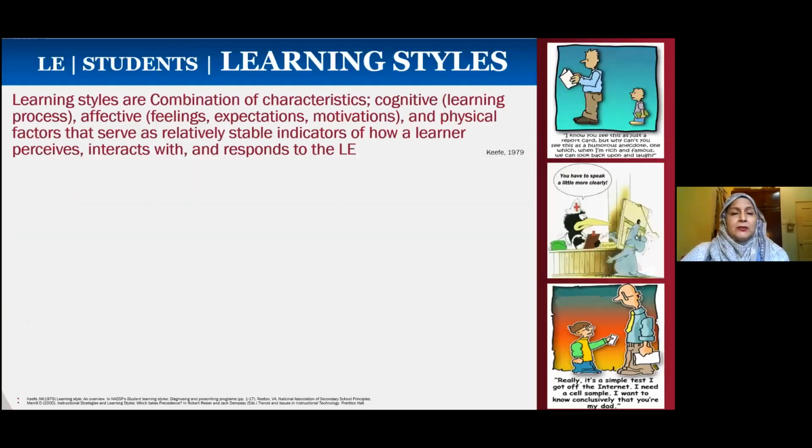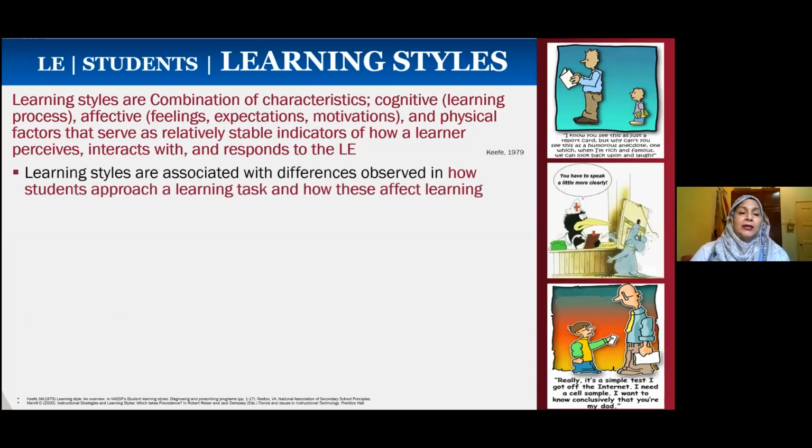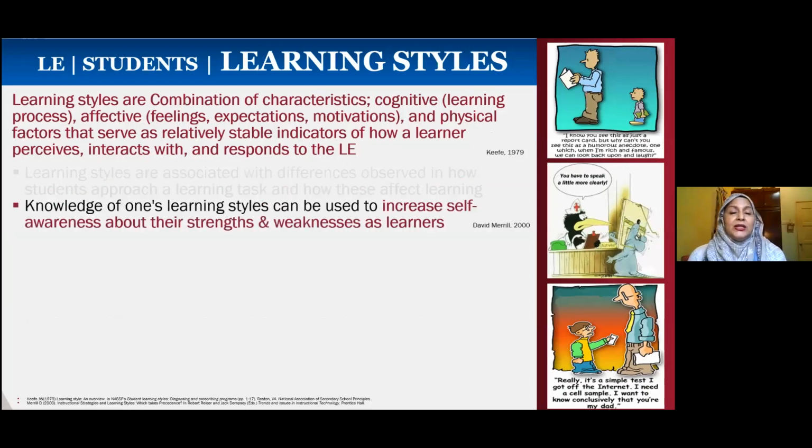The learning style of the students is very important. Learning styles are a combination of characteristics, cognitive, affective, and physical factors, which serve as relatively stable indicators of how the learner perceives, interacts, and responds to the learning environment. Learning styles are associated with differences observed in how students approach a learning task and how these affect their learning. The knowledge of one's learning style can be used to increase self-awareness about their strengths and weaknesses as a learner.